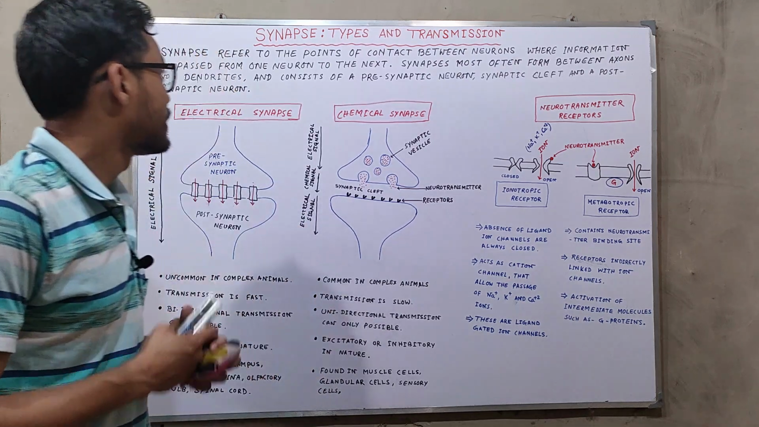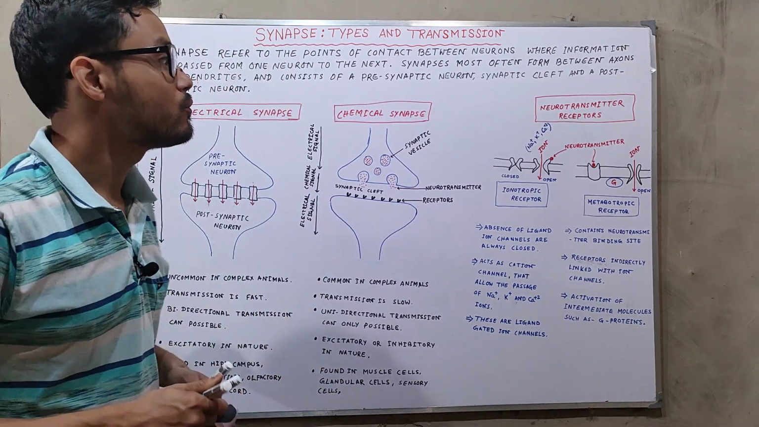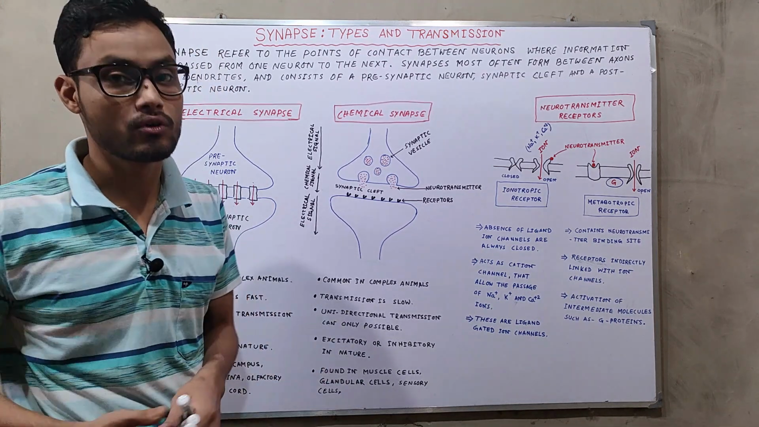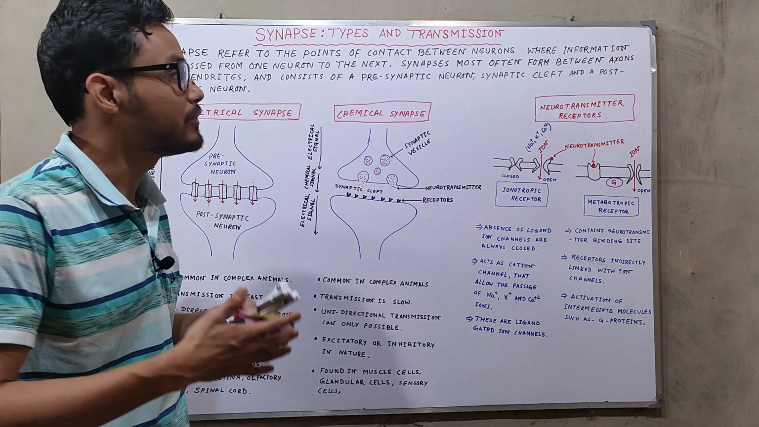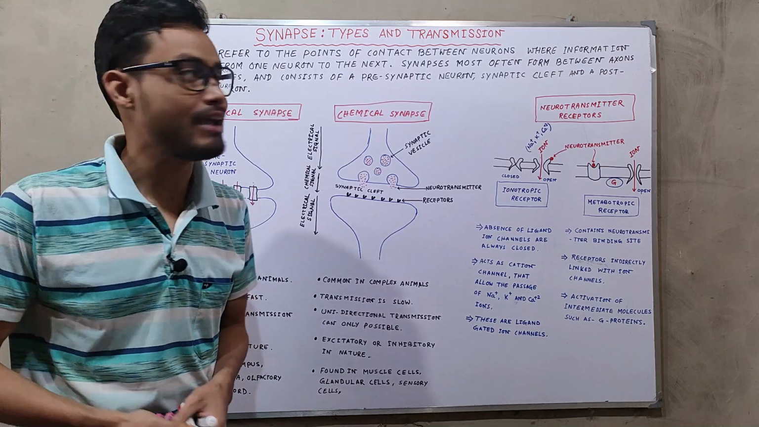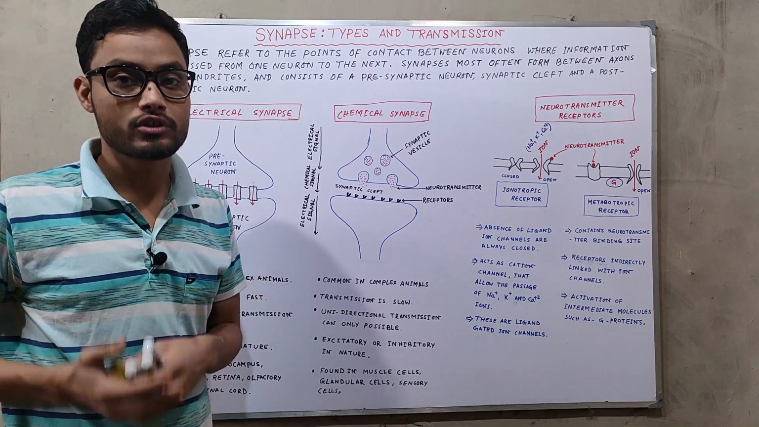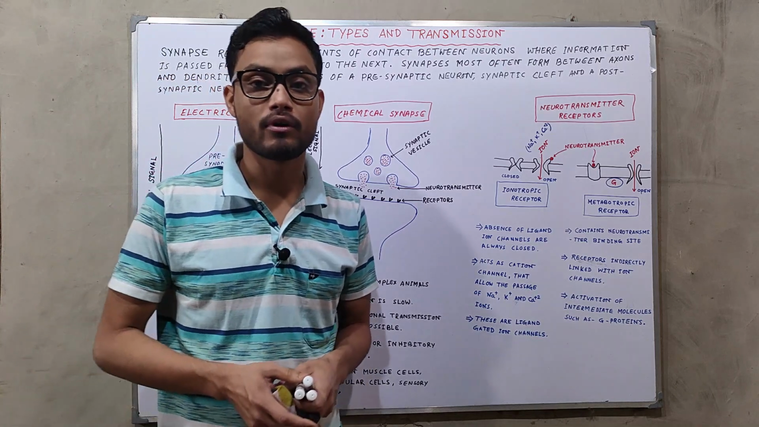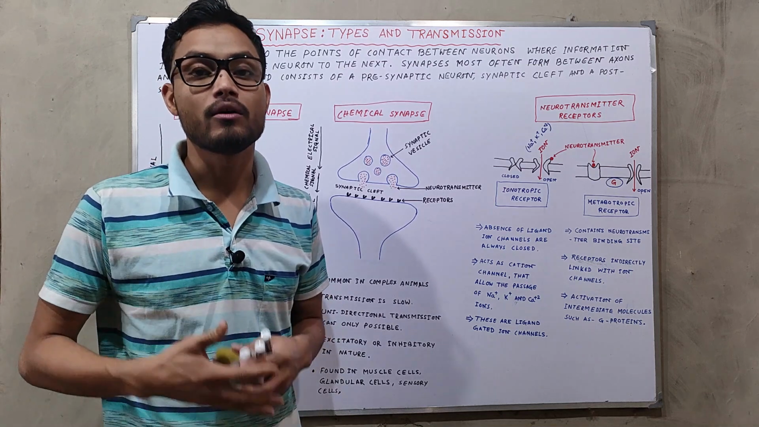First, the synapse. The synapse refers to the point of contact between two neurons, where one neuron ends and passes its information to the next neuron, where that second neuron starts. Synapses are most often formed between axons and dendrons, and consist of a presynaptic neuron, synaptic cleft and postsynaptic neuron. The presynaptic neuron stands for the ending of one neuron, and the postsynaptic neuron refers to the starting of another neuron.